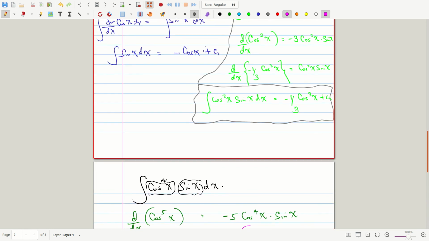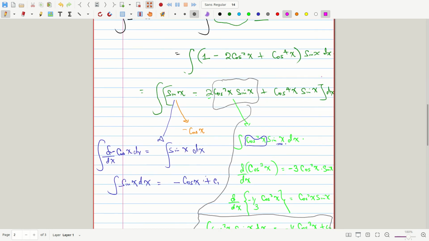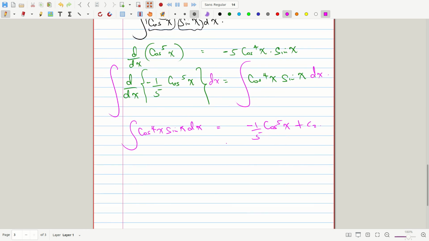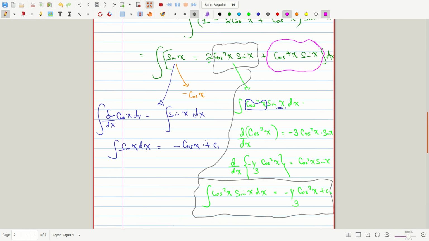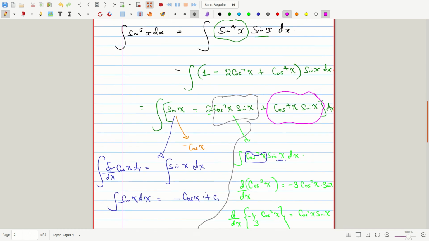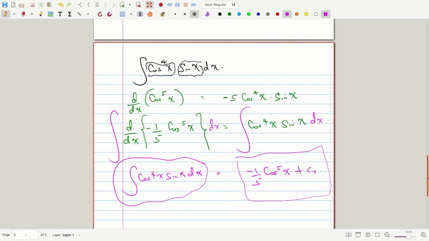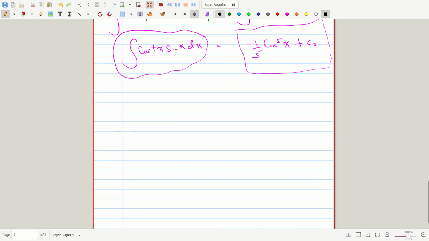So again, this integral of cos to the power 4 x sine x, we substitute the answer here. If we do that, I think that's all we could do. The first result we have is a negative cos x. So we can write the solution here. We have negative cos x.